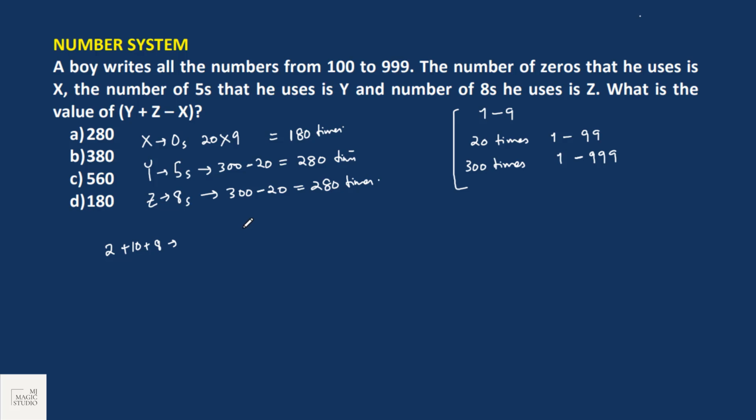Now the value of y plus z is 280 plus 280, that is 560, and deduct 180 from this, then how much will we get? 380. So the value of y plus z minus x is 380, that is in option B.